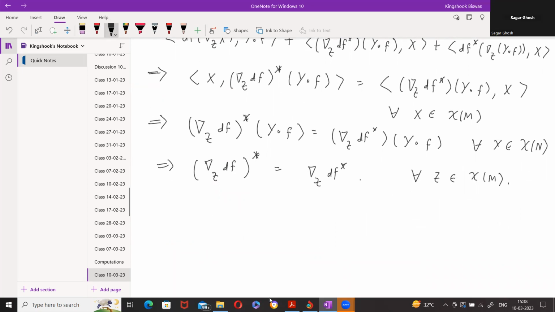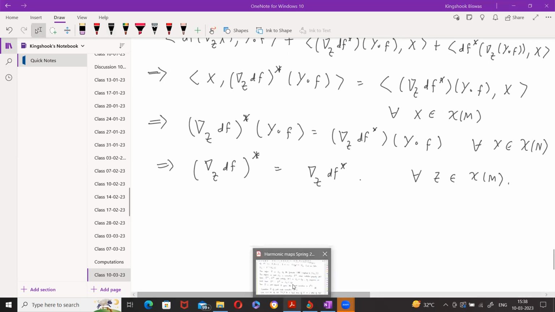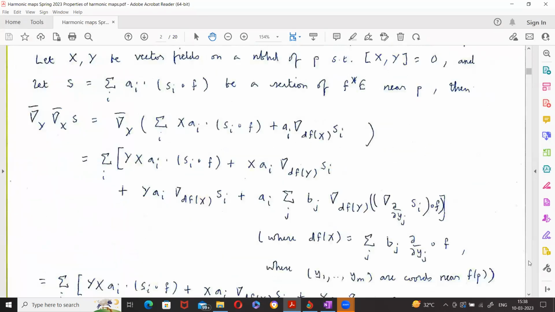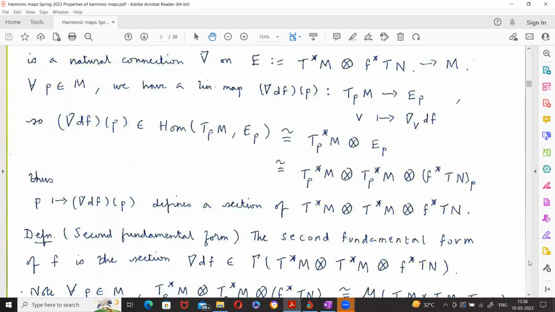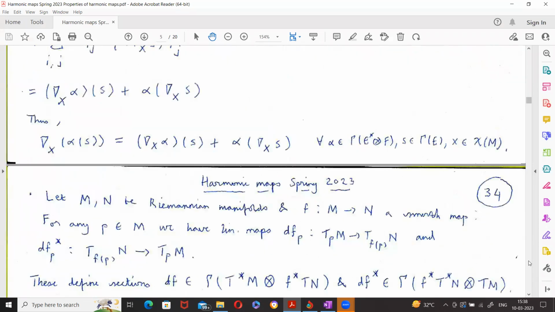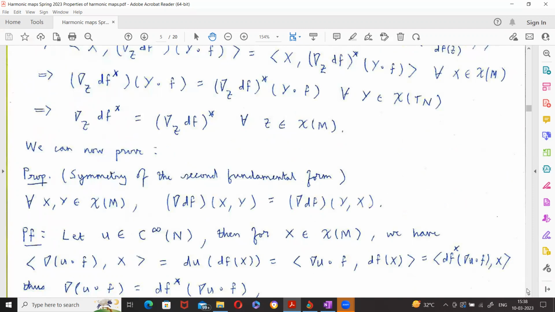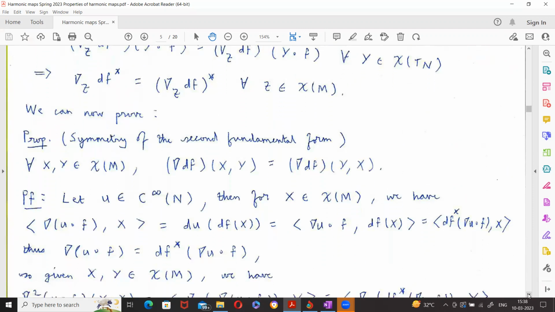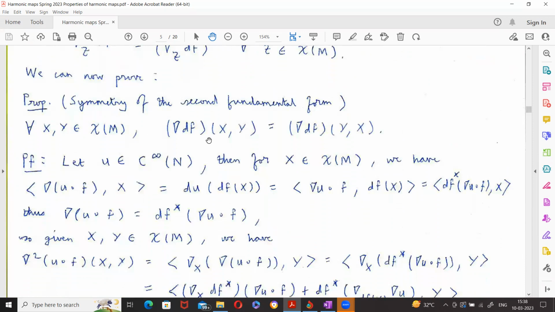So one is the symmetry. We can now prove that the second fundamental form is symmetric. So that is, this nabla df was a bilinear map, right? So it acts on a pair of vector fields x, y in chi-n. So this is going to be the same as nabla df acting on y, x. Okay, so this is a symmetric bilinear map. So to prove this, we will actually use symmetry of the Hessian. So how do we do that?